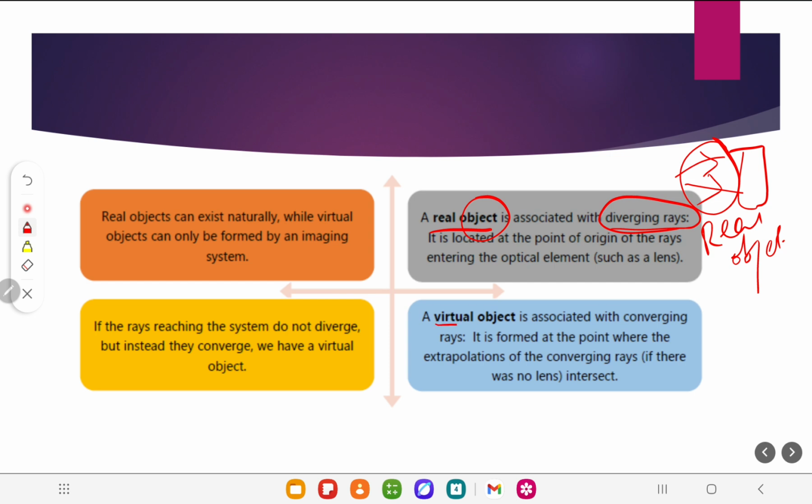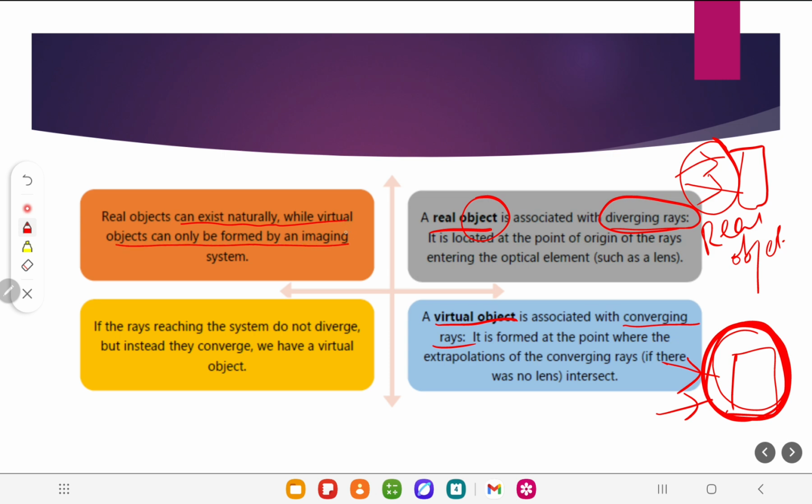A virtual object is associated with converging rays in object space. If this is the optical system and light comes like this, it's called a virtual object for that optical system. It is formed at the point where the extrapolation of the converging rays would intersect if there was no lens. I'll define it later.